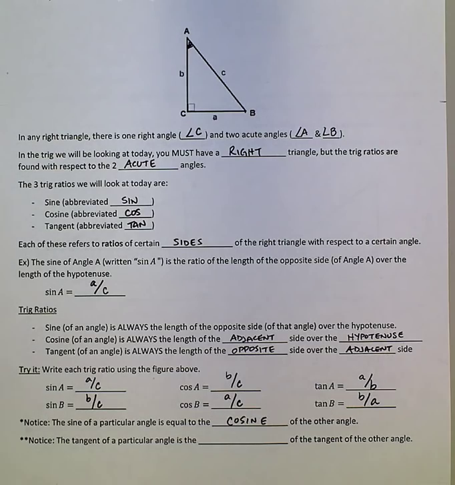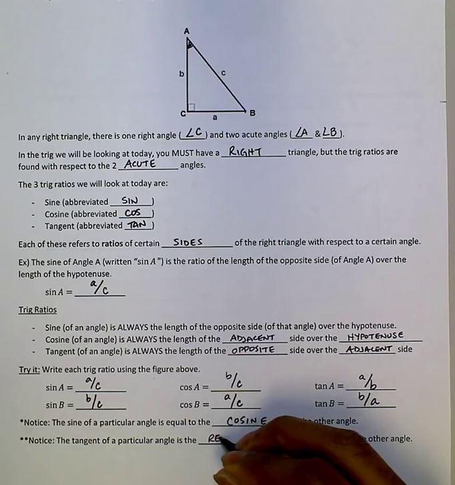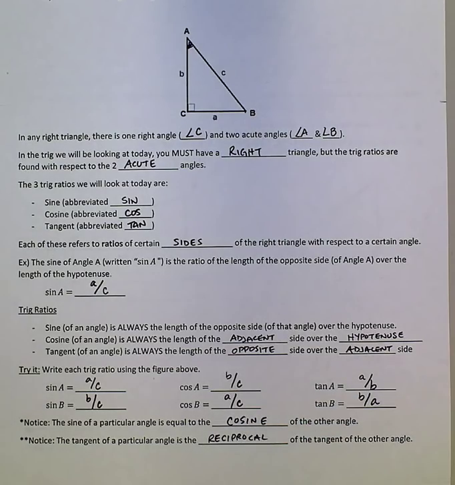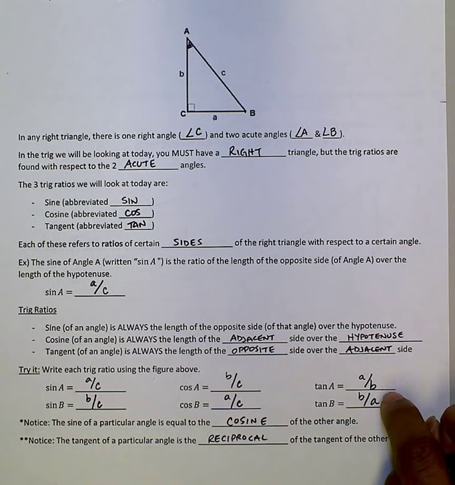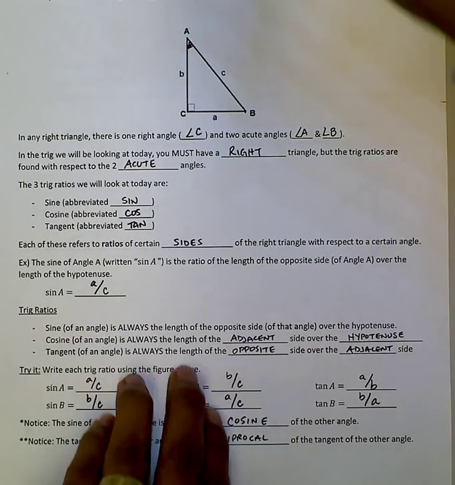The tangent of a particular angle is the reciprocal of the tangent of the other angle. For tangent A we had A over B, and for tangent B we have B over A. It's just the reciprocal.